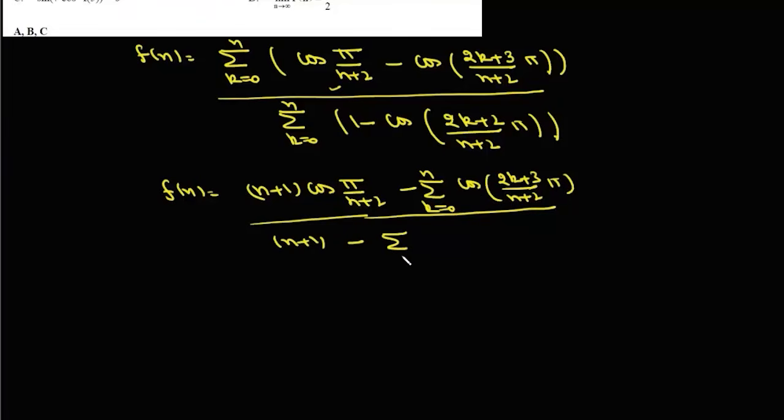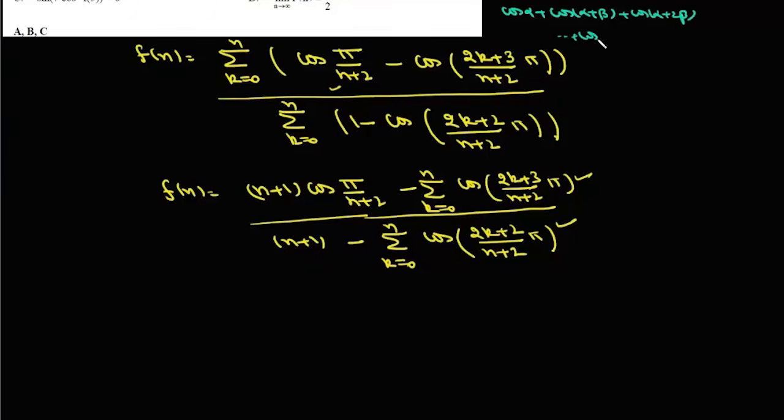minus this summation k varies from 0 to n cos 2k plus 2 upon n plus 2 pi. Now both these sums are sums of cos series when angles are in AP, and we know that cos alpha plus beta cos alpha plus 2 beta up to cos alpha plus n minus 1 beta.